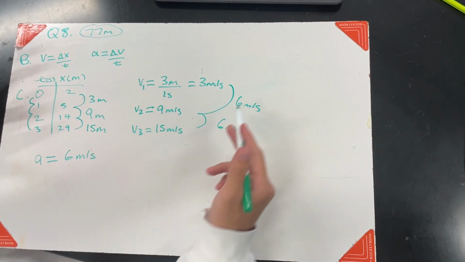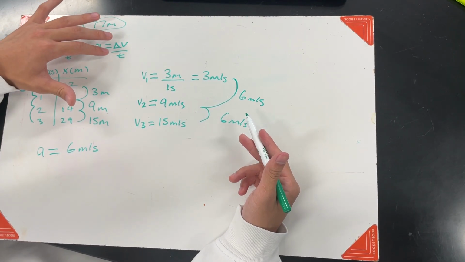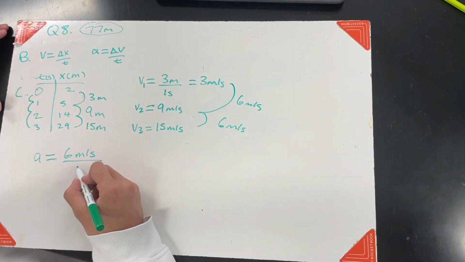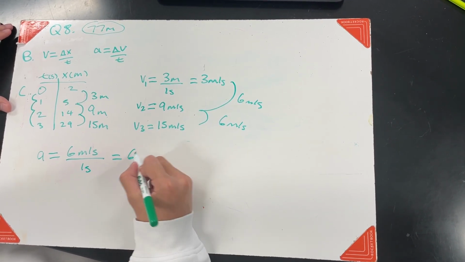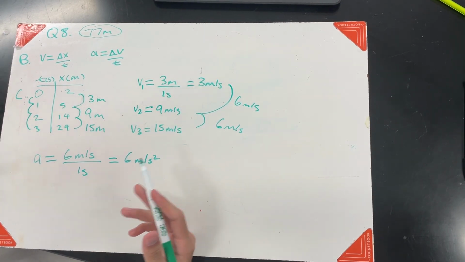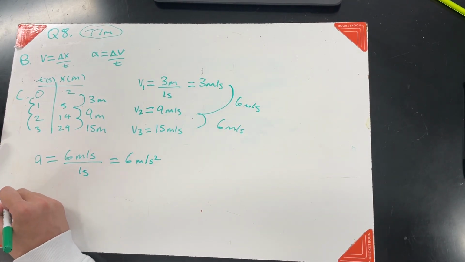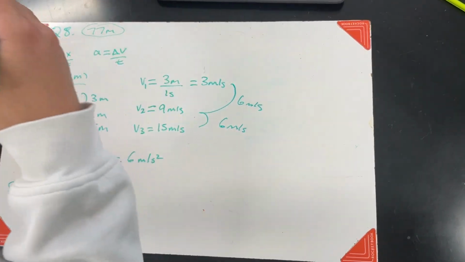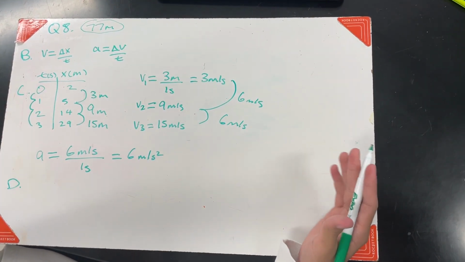We can see this by using any of our intervals. It doesn't matter because all of them have a change of v of 6 meters per second, and all of them are also 1 second. This gives us an acceleration of 6 meters per second squared. So now we can use this information to extrapolate. We can use this to find our future positions.